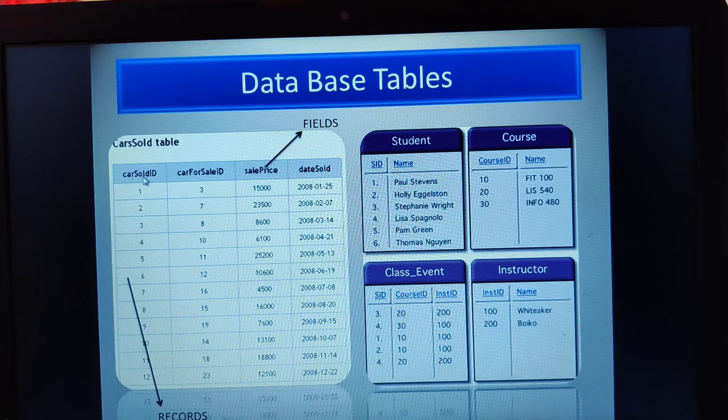Car sold ID is a field, cars for sale ID is a field, sales price is a field, date sold is a field. So column names are called fields, or you can also call them attributes. Similarly, a record is also called a tuple. Records are also called tuples. I hope you are able to understand.